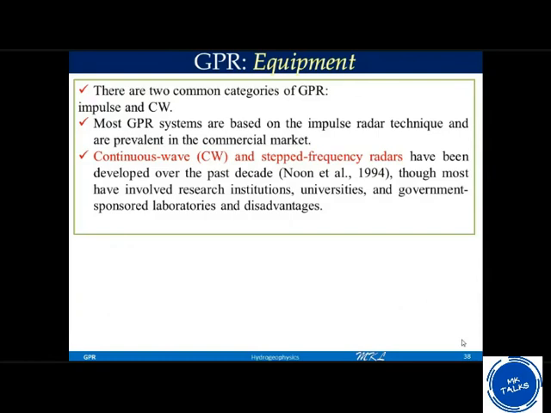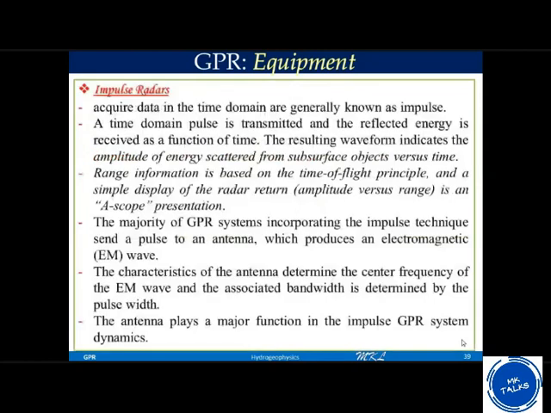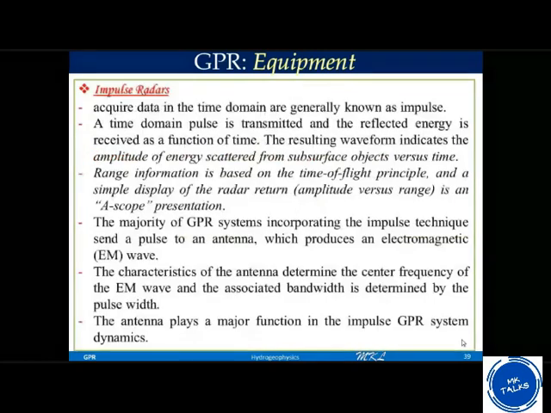Okay. Now, what is impulse radar? You have to understand the basic difference, and why these impulse radars are more important than continuous wave radars. It basically acquires data just like the TEM method, time domain electromagnetic or transient electromagnetic method, which I've already discussed. It is a TEM technique. We are simply using pulses and recording the received signal. So data acquired in the time domain are generally known as impulse radars.